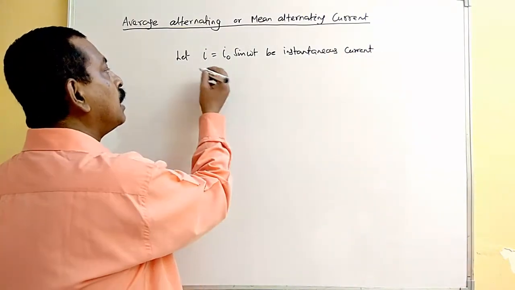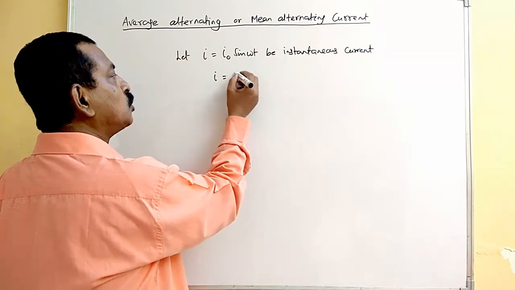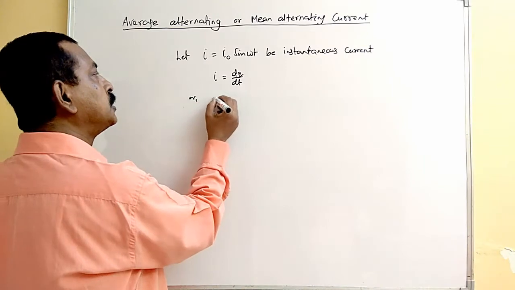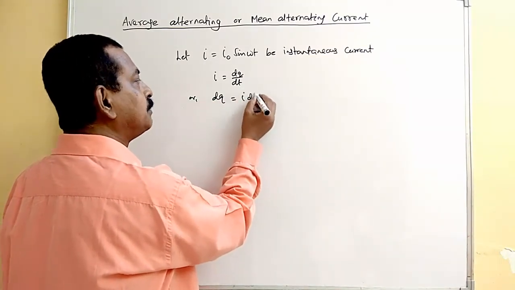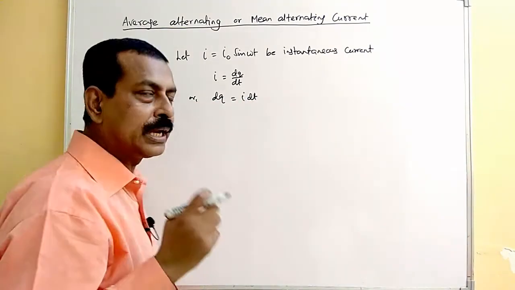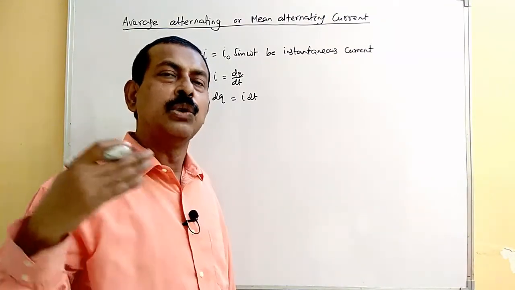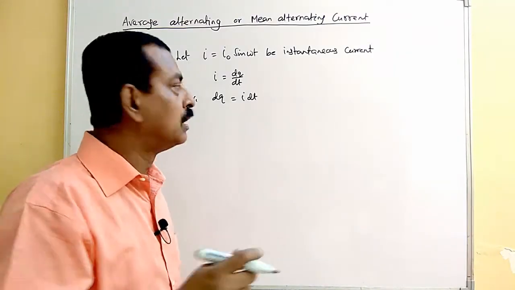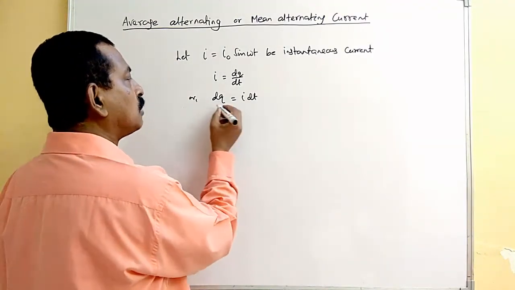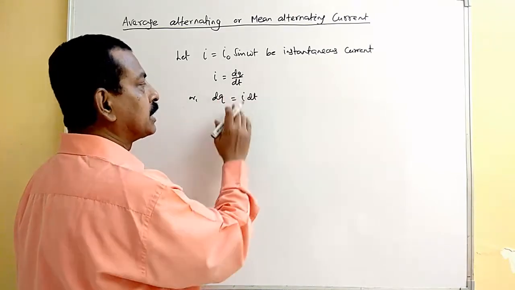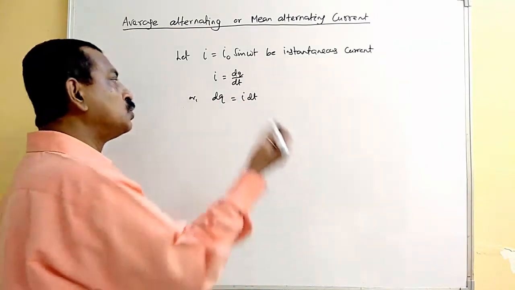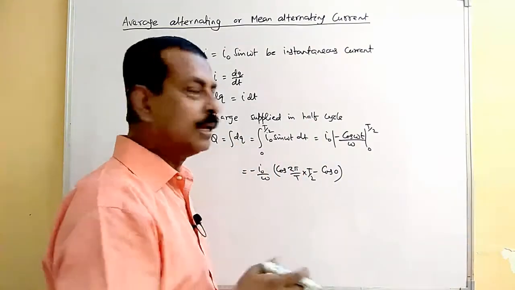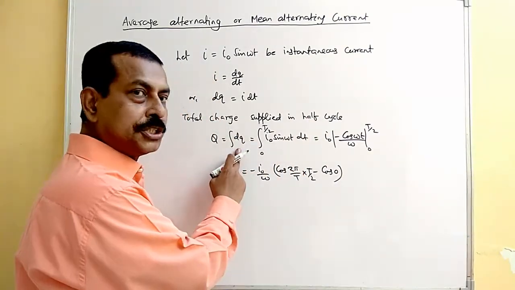So here we can write it as dq by dt, or dq will be I dt. And what is this dq? We can assume that it is the small amount of charge which has flown through the circuit in time dt. So this is a small amount of charge that has passed through the circuit in time dt. Now if you take the total charge supplied in half cycle, this will be the integral of this dq.